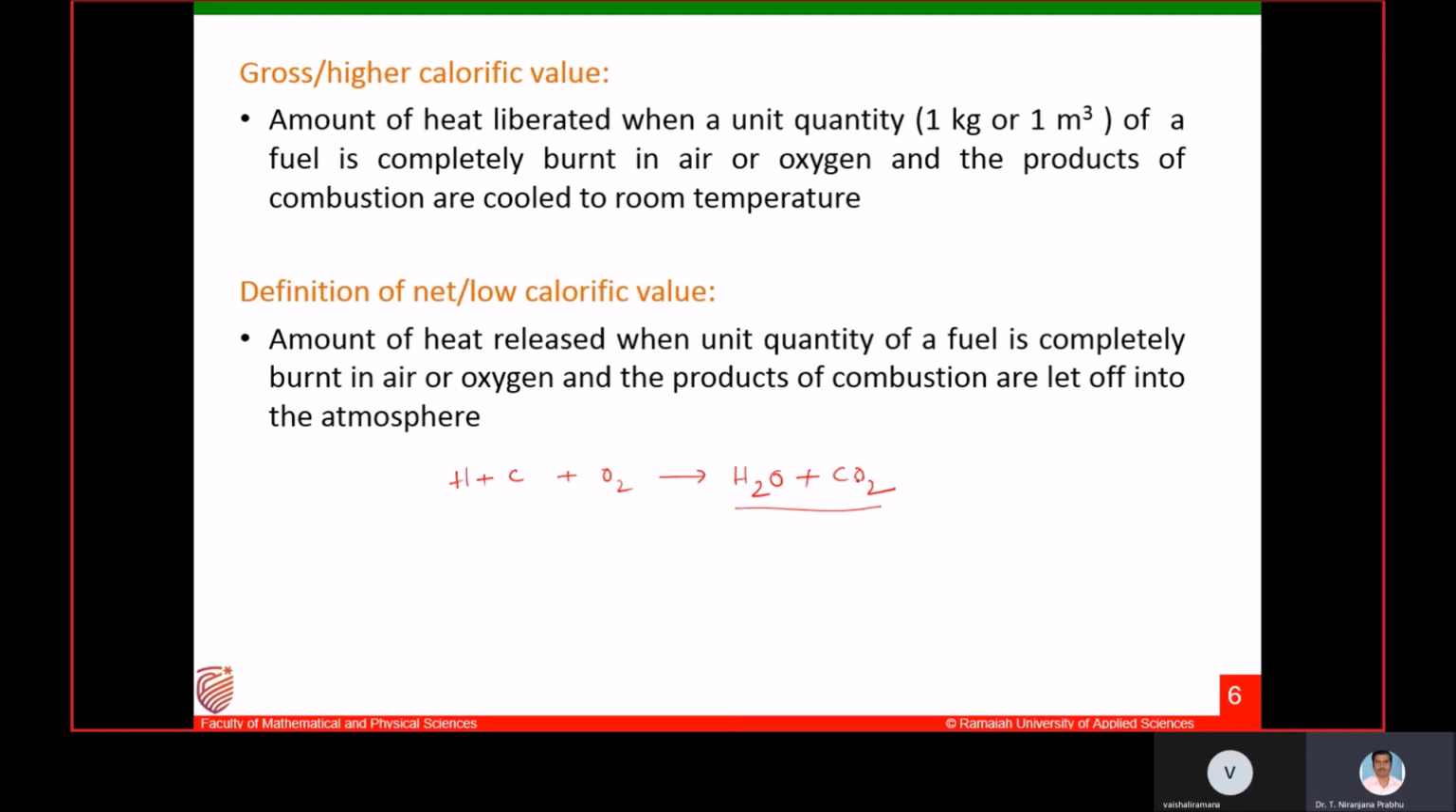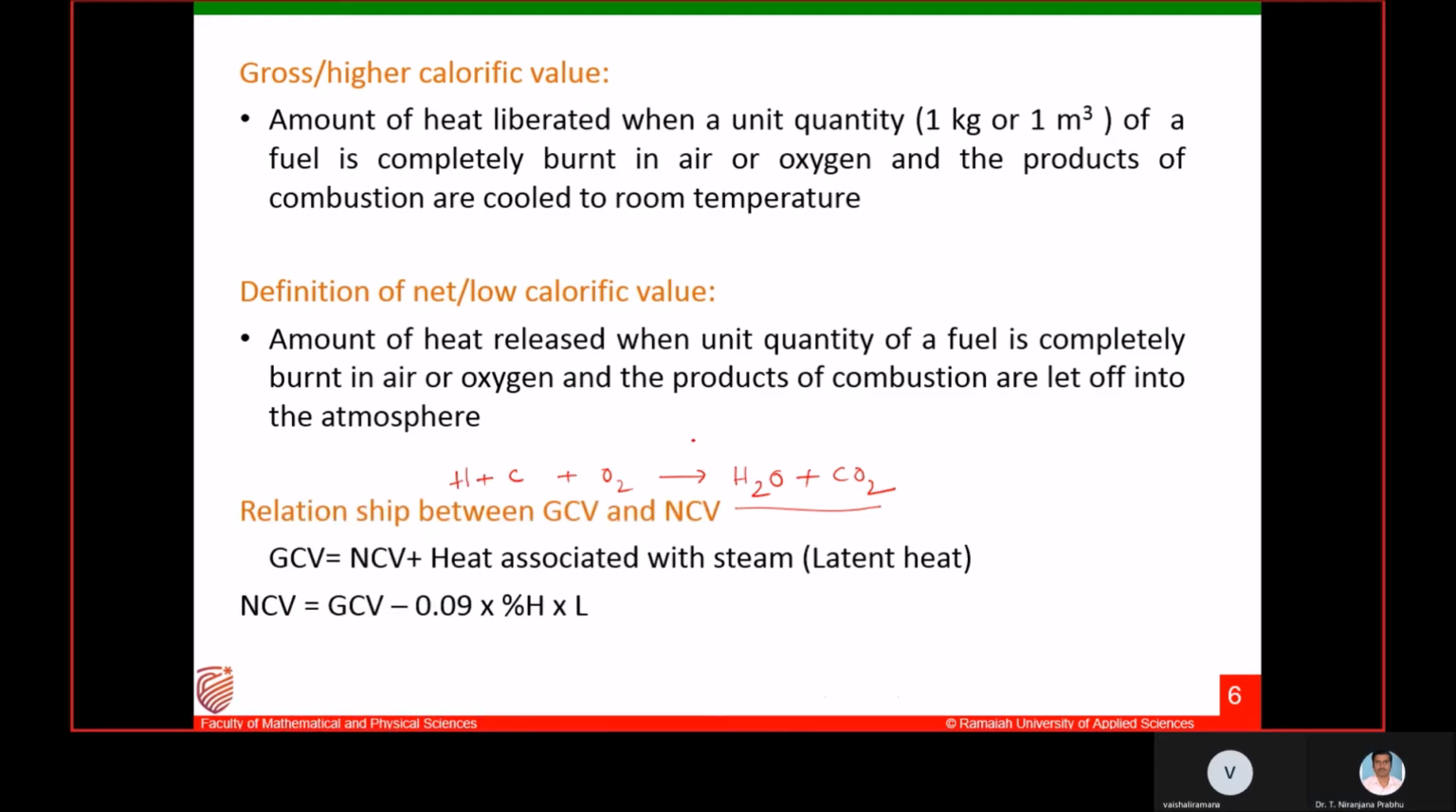In the second case, the heat content of this product is let off into the atmosphere. So it will have only the heat content of the fuel burnt. While burning, whatever heat is liberated, only that much heat is considered in lower calorific value. So you can relate GCV and NCV like this. GCV is equal to NCV plus heat associated with steam. Heat associated with steam can be written like this: 0.09 into percentage of hydrogen into latent heat of steam.